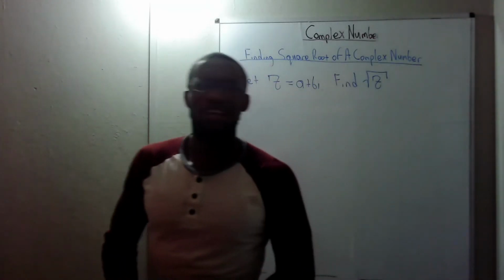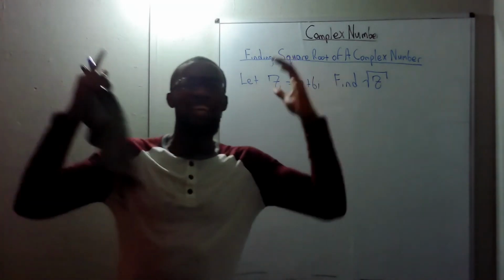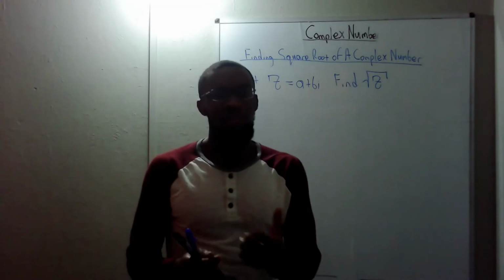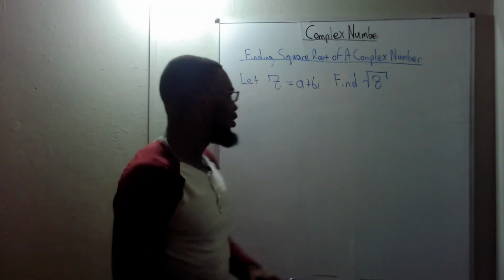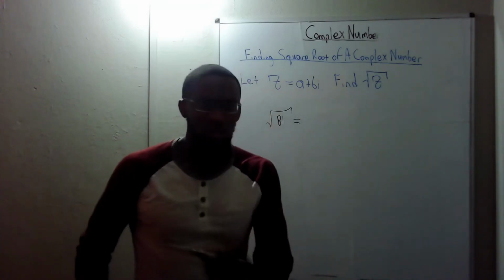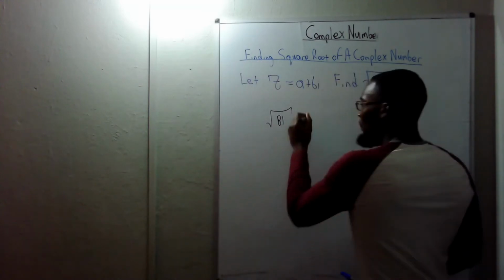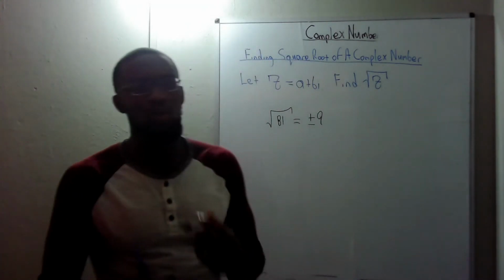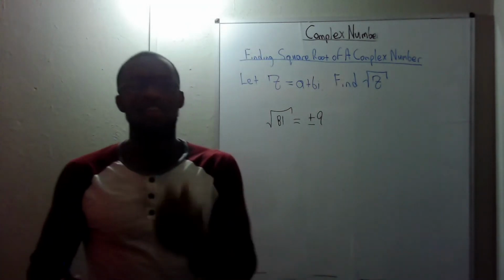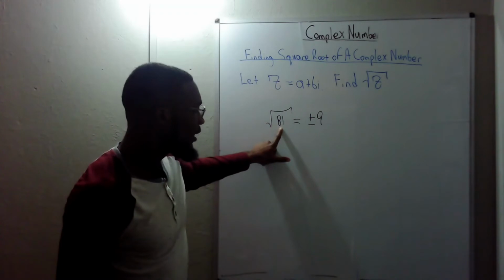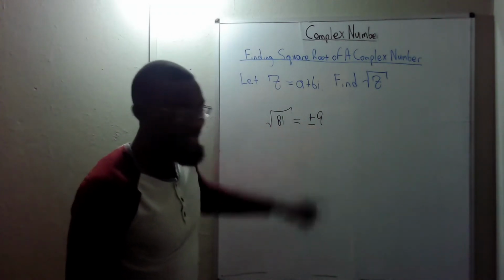Right, so now we're going to be looking at finding the square root of a complex number. Very lovely. Now whenever we're finding the square root of a complex number, think about this. When you square root a number like 81, you get plus or minus 9. You get two numbers, that's the first thing. When you square root a real number, you get another real number, either a positive real number or a negative real number.